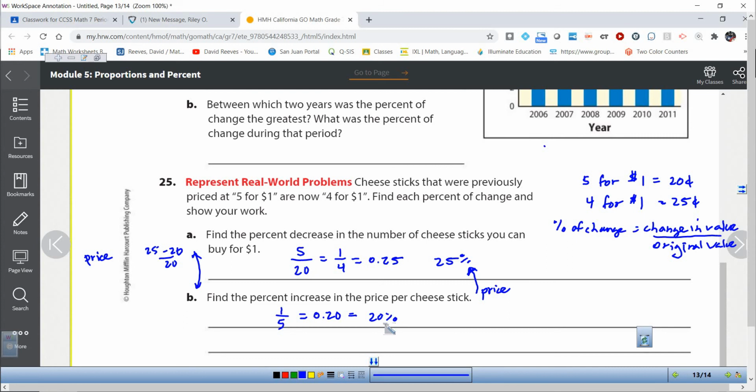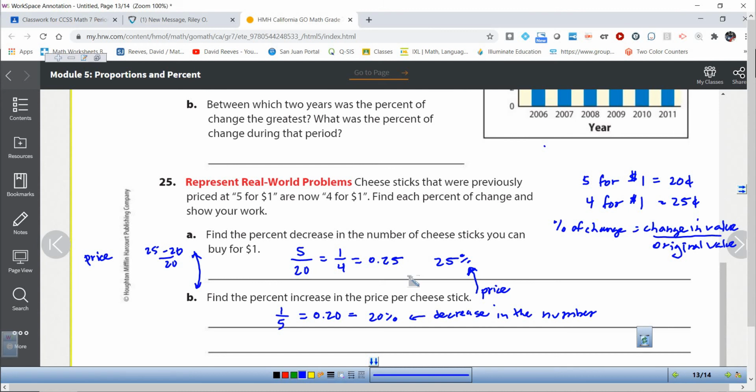All right? So the amount you can buy for $1 is 20% less. The amount you're paying is 25% more. So a 20% decrease in the number and a 25% increase in price. Again, I apologize. I did not read carefully, and I went straight to the price when they asked first for the quantity.